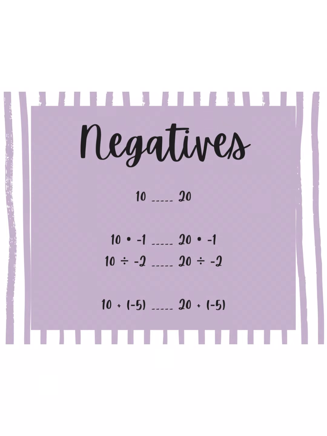Now I want to introduce you to the idea of negatives in an inequality because they change how an inequality works, how it's solved, how it's graphed, and so on. So you'll notice that I have 4 different iterations of comparing 10 and 20.